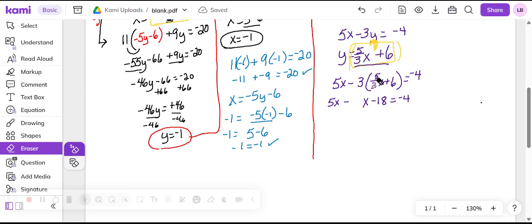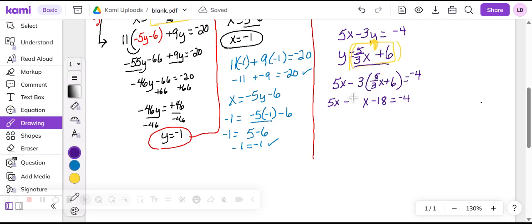3 times 5 is 15, and 15/3 should be 5x. So now look what happens. 5x minus 5x is 0. Negative 18 equals negative 4. There is no solution. There is nothing I can do to make this equation true.